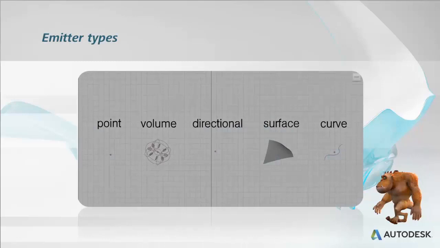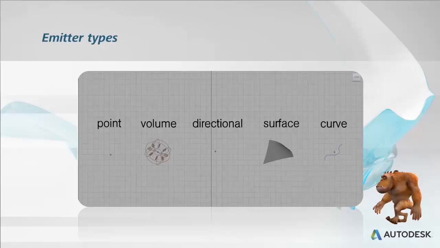First off, we've got point, volume, directional, surface, and curve. These are somewhat self-explanatory, but the point emitter is just an omnidirectional emitter that sends particles in all directions. The volume emitter has specific control as it relates to the different volumes that you can create. There's a torus that you can see there, but we can also, of course, emit from spheres and cubes and cylinders and so forth. There's also very precise directional control within those volumes.